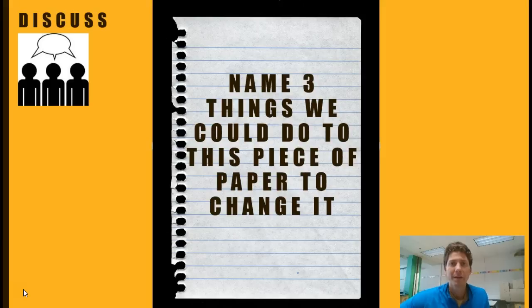First thing I'd like you to do is have a discussion with someone nearby you answering this. Name 3 things we could do to this piece of paper to change it. So something I could do to make it different than it is right now. Pause your screen, see if you can come up with at least 3.